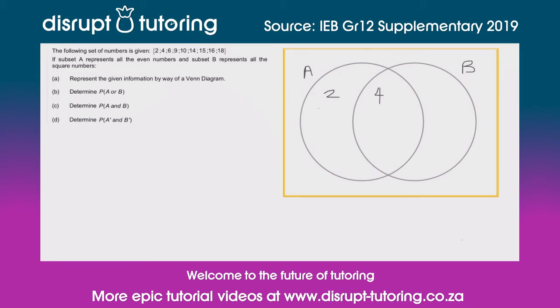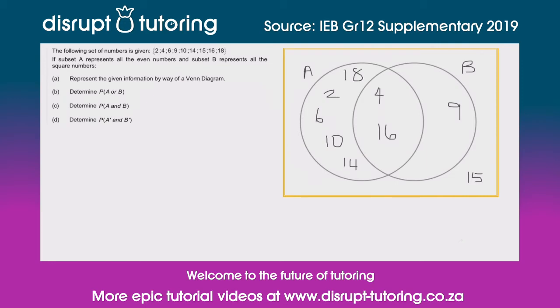Then 6 is just an even number. 9 is just a square number. 10 is just an even number. 14 is just an even number. 15 is not even, and it is not a square, so 15 needs to go on the outside. Then 16 is both even and a perfect square. And then 18 is simply an even number.